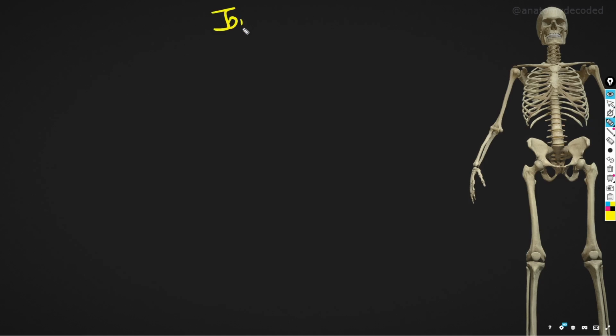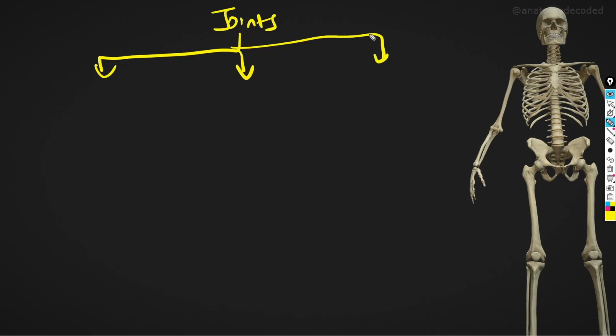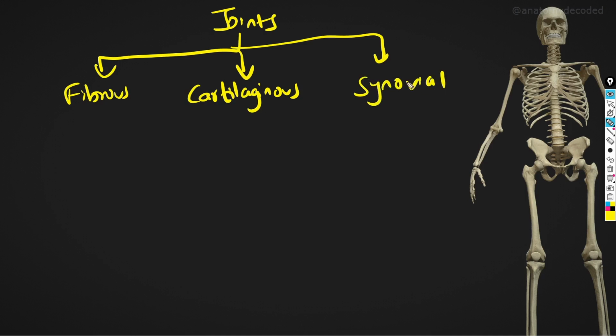So the classification of the joints is done under 3 headings: fibrous, cartilaginous and synovial. And what is a joint? The general definition everyone might be knowing, right? It's the part of the skeletal elements where the bones are meeting and articulating. That is referred to as a joint. The 3 types of joints are fibrous, cartilaginous and synovial.